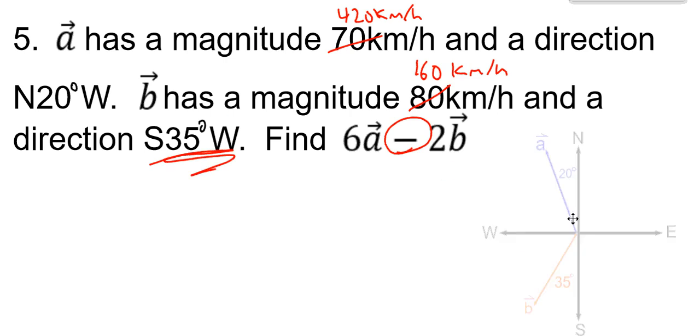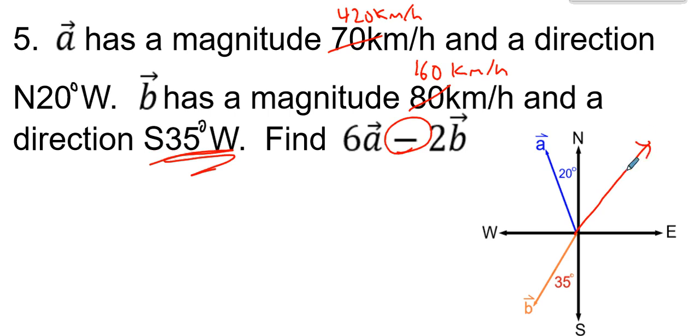So first of all, let's look at these directions to begin with. Vector A is going north, but 20 degrees towards the west. So that blue arrow represents the true direction that we want to deal with, at a magnitude of 420. However, this direction, south 35 degrees west, so due south, not quite, go 35 degrees towards west. That's vector B, but we need to take the opposite direction. So the opposite direction would be exactly 180 degrees from it. So it would be that way.